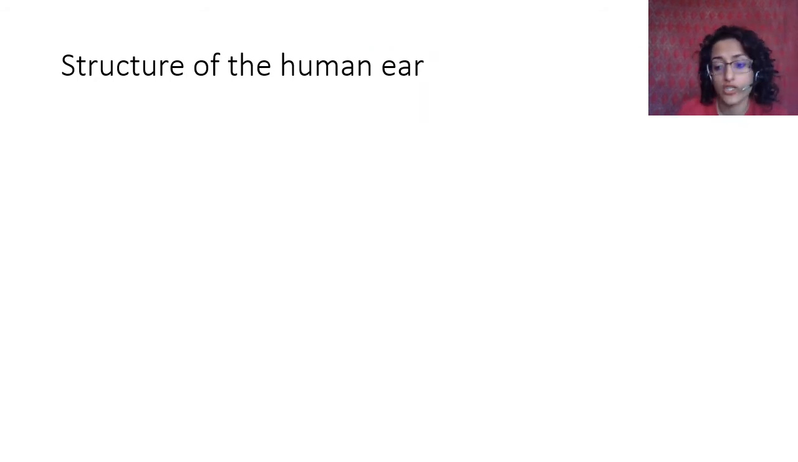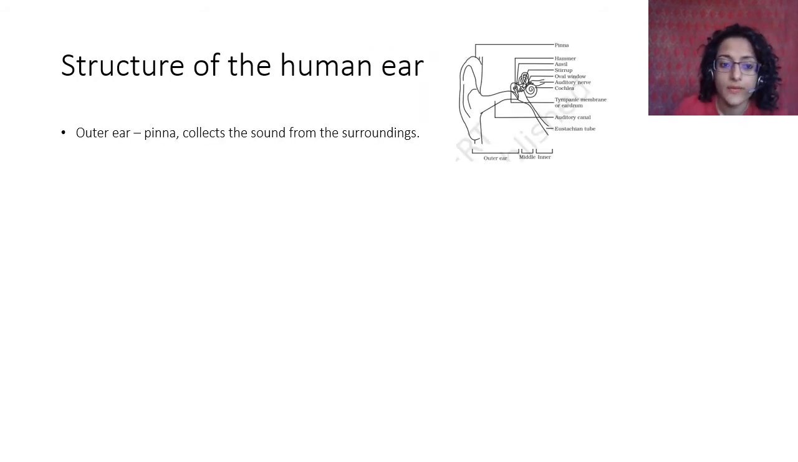Now we come to the structure of the human ear. This is the diagram that is given in your book. I think it is absolutely not clear, so I have put another diagram here that you will see now. The outer ear, you can't see here because I am wearing headphones, but you can see your own ear, that is called pinna.